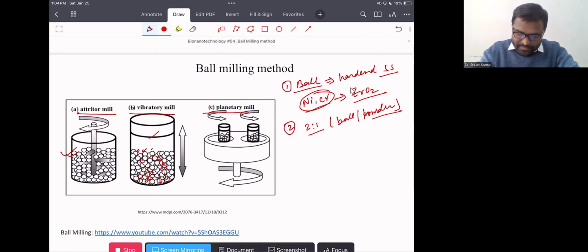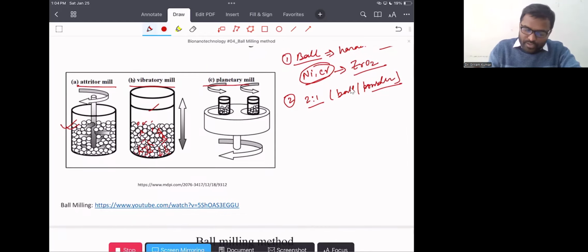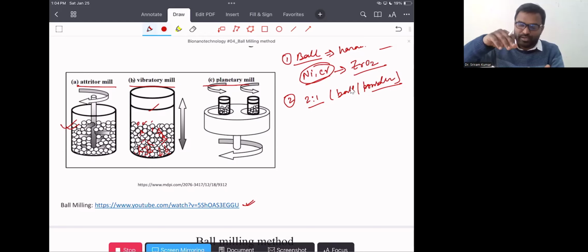Now let's understand. You can watch this YouTube short video as well. It is a 2 to 3 minute short video, so you can understand how these mills work and how the balls collide when they rotate in a clockwise and anti-clockwise fashion.